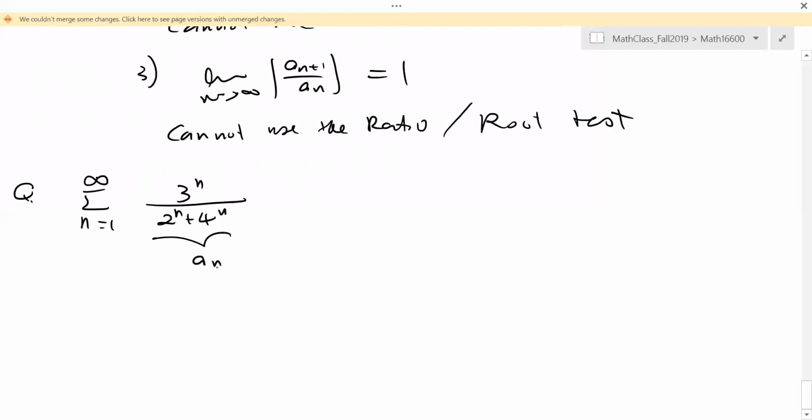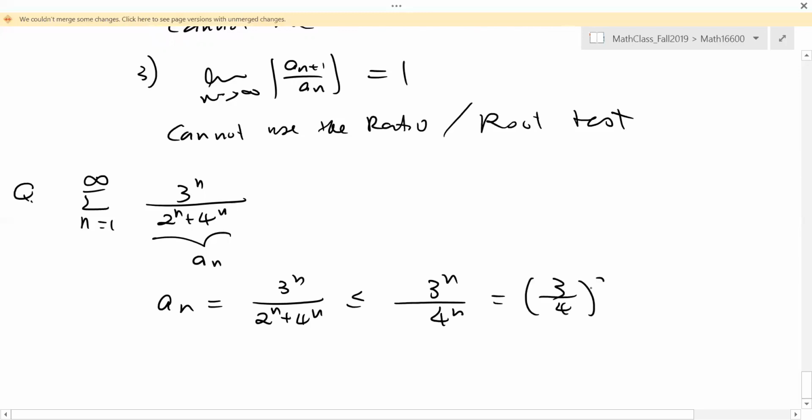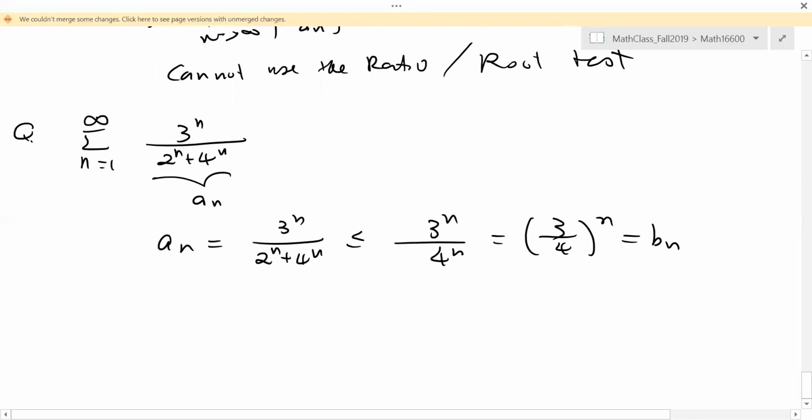Okay, if you look, the limit is 0, so you cannot use that to prove divergence. The reason is that 4 to the n is much larger than 3 to the n. So n is less than or equal to 4 to the n, 3 to the n, so it's going to be 3 to the 4 to the power n. That's my Bn. Then use a comparison test. So this is convergent.